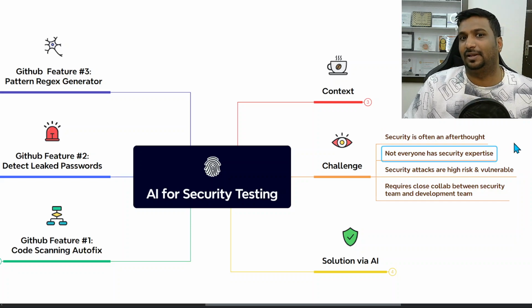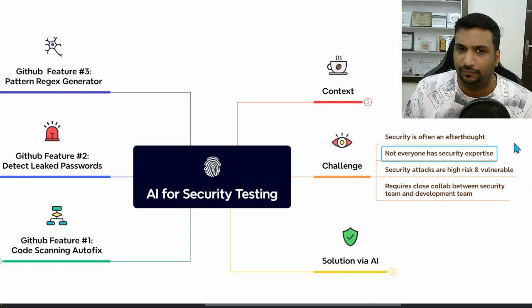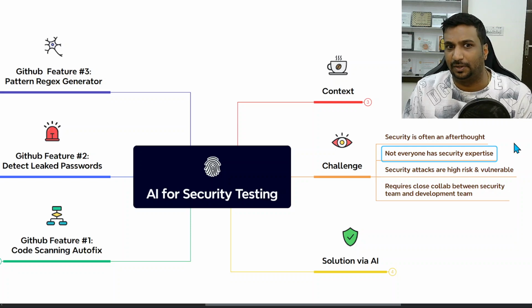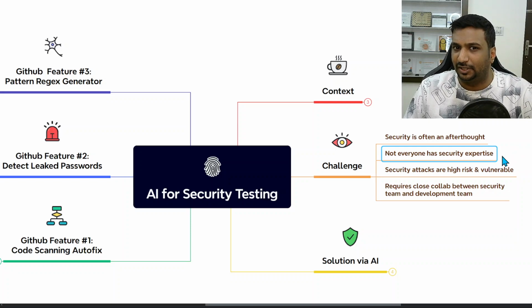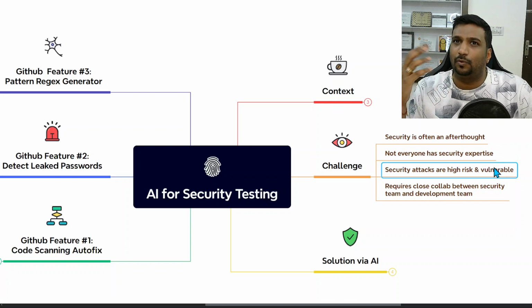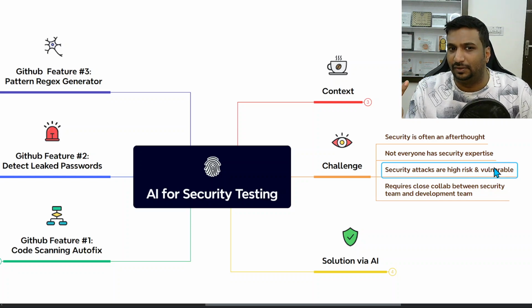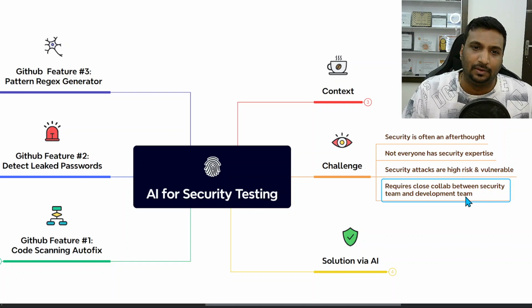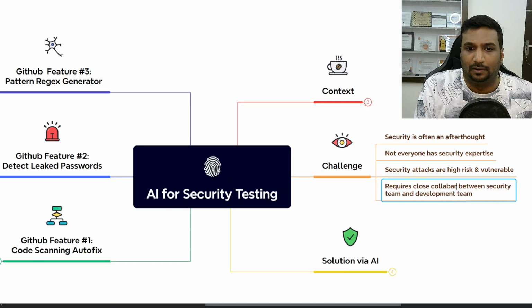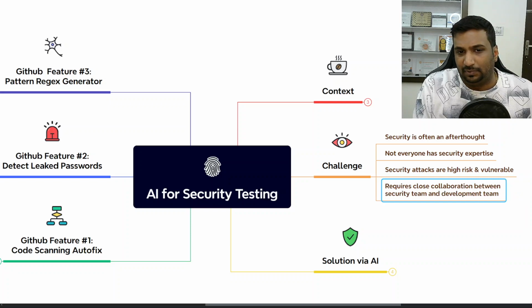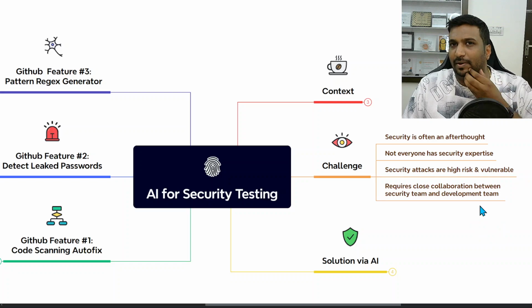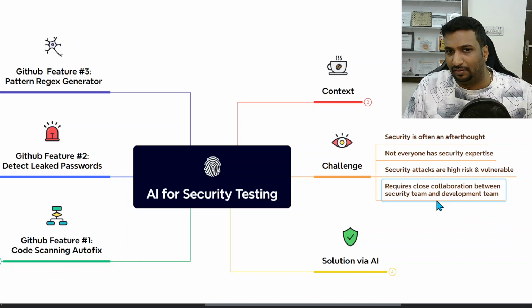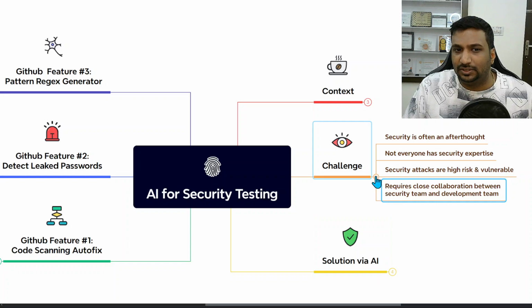The second thing is that, in reality, not everyone has security expertise, either on the development or the testing side. It's still a rare, niche skill, and security attacks are always high risk. There are bug bounties for security attacks and so much vulnerability associated with them. And to implement good security collaboratively, it requires close collaboration between the development team and the security team. By development team I mean the testers, developers, UI and backend folks, and the security teams. So this is the core challenge.